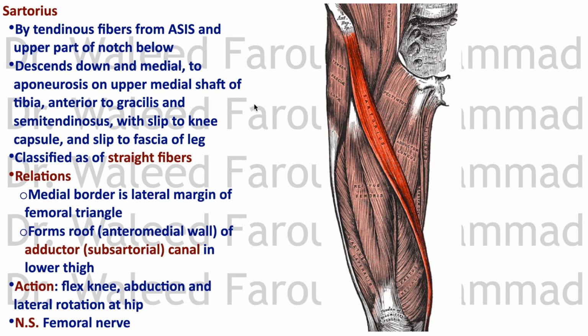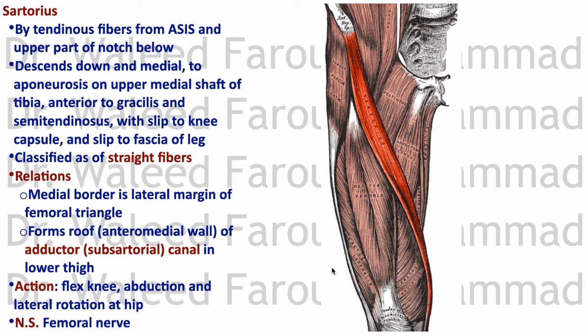The Sartorius muscle arises by tendinous origin from the anterior superior iliac spine and slightly the area below, and descends in an oblique fashion, as you can see here, and goes to the upper part of the medial surface of the tibia. In front of the insertion, it inserts by a common tendon with the Gracilis and semitendinosus muscles. It's the most anterior of these muscles and sends an extension to the capsule of the knee joint.